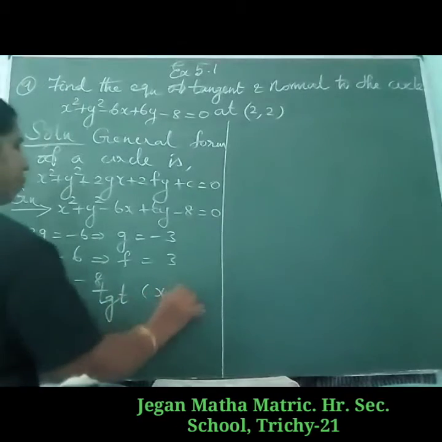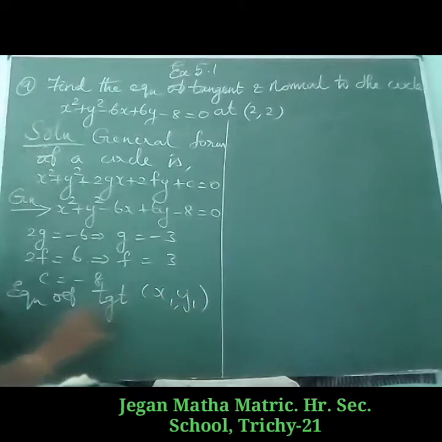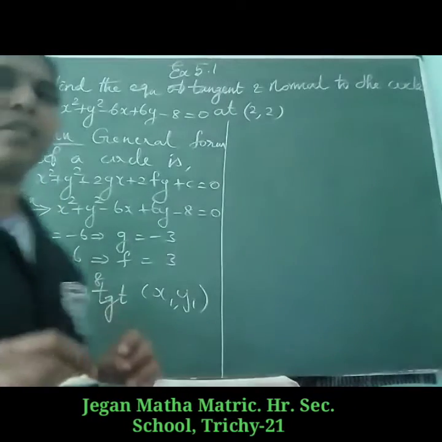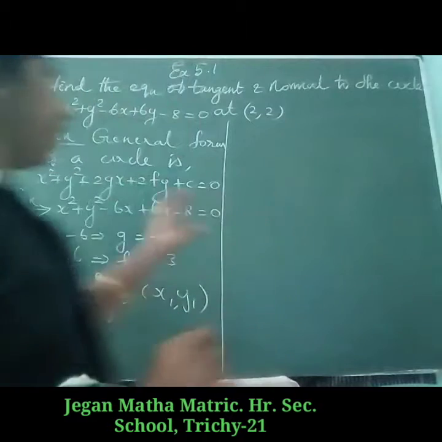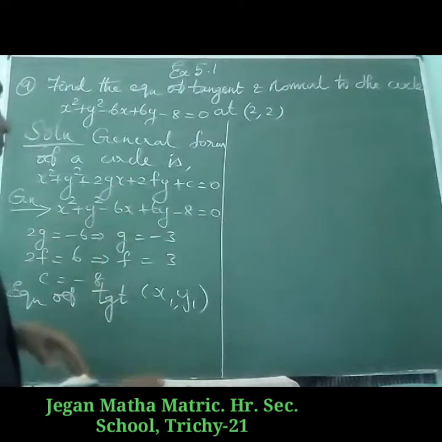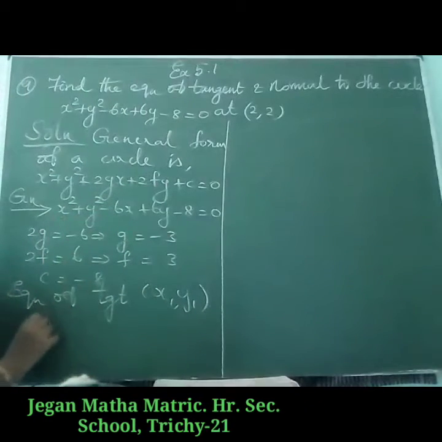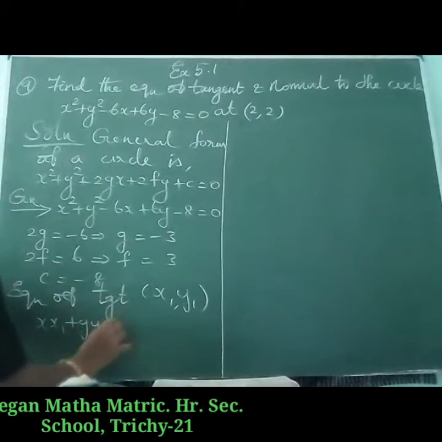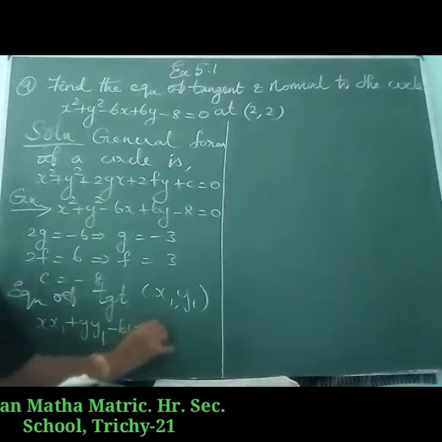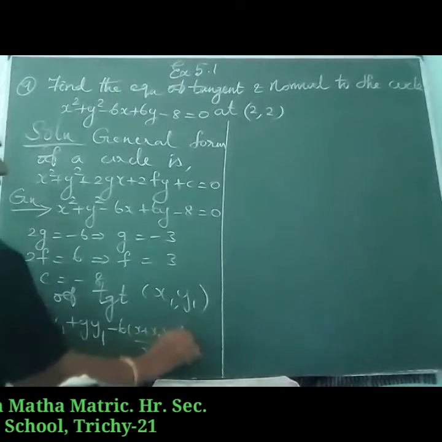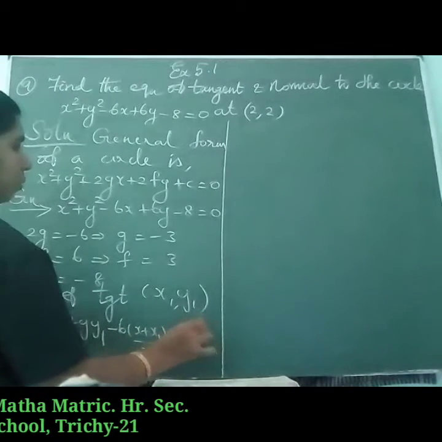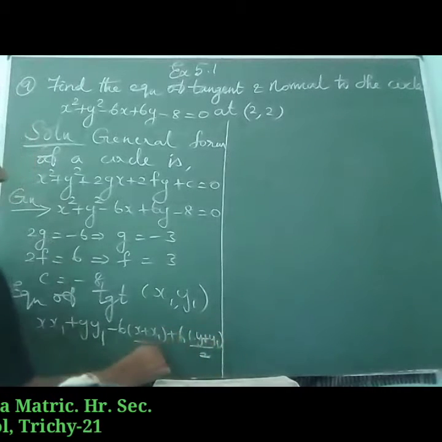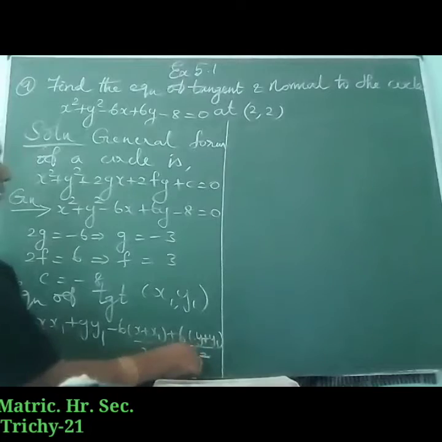at (x1, y1), equation of tangent at (x1, y1) formula, when you are substituting, wherever we are having x square, you have to write x x1. Only x is there means (x plus x1) by 2. So the equation can be written as x x1 plus y y1 minus 6 into (x plus x1) by 2 plus 6 into (y plus y1) by 2 minus 8 equal to 0.